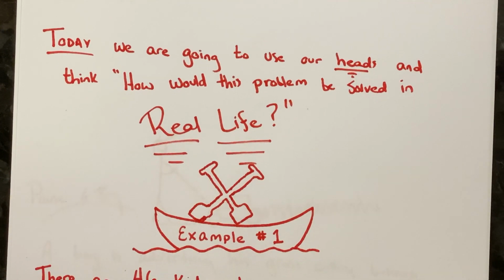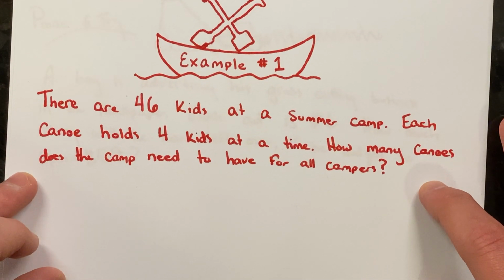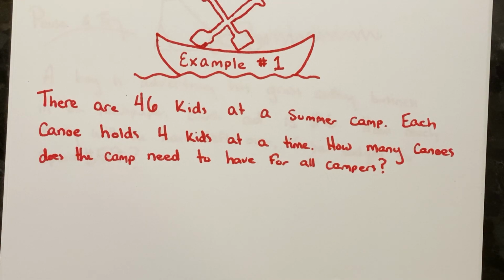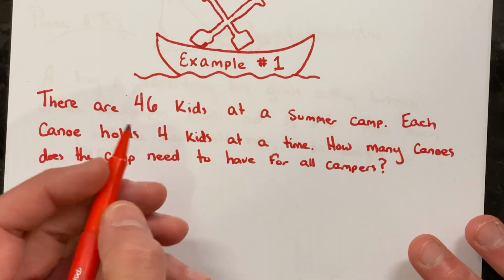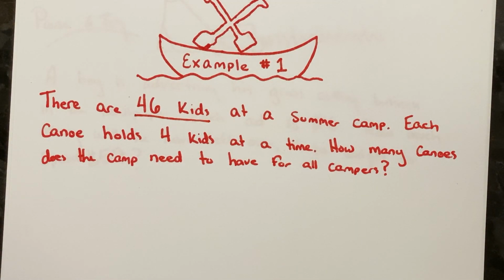Let's take a look here at example number 1. There are 46 kids at a summer camp. Each canoe holds 4 kids at a time. How many canoes does the camp need to have for all campers? Let's look for my important numbers. I've got a total of 46 kids.